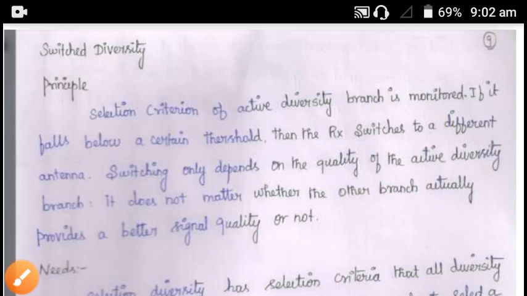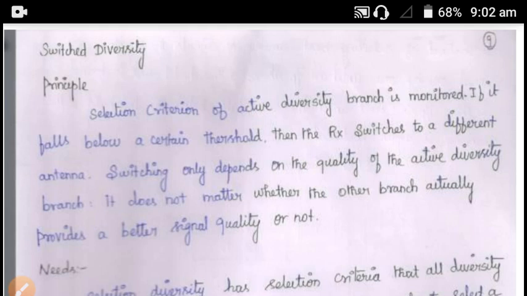Good morning, dear students. Today we are going to continue the last topic from the fourth unit, that is switch diversity. In this unit we already studied various diversity techniques and micro diversity, right? So the next diversity is the switch diversity.